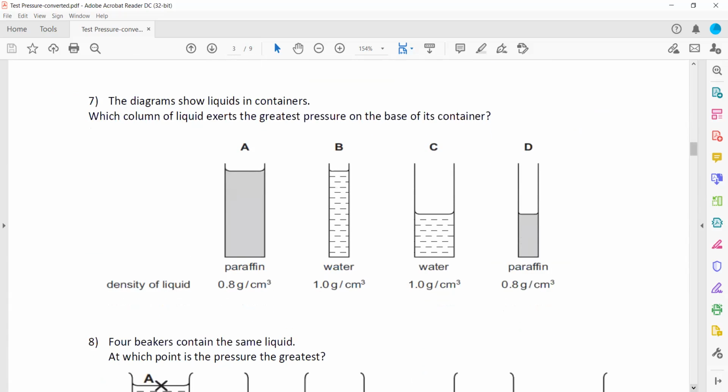The diagram shows liquid containers. Which column of a liquid exerts the greatest pressure on its container? The pressure exerted by the liquid increases with the density, and increases with the depth.